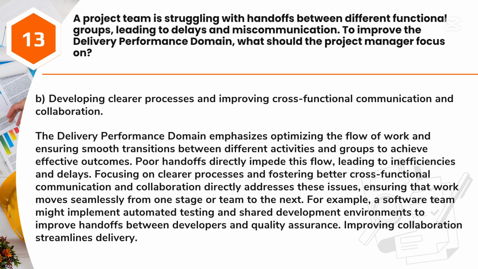Answer: B. Developing clearer processes and improving cross-functional communication and collaboration. The delivery performance domain emphasizes optimizing the flow of work and ensuring smooth transitions between different activities and groups to achieve effective outcomes. Poor handoffs directly impede this flow, leading to inefficiencies and delays. Focusing on clearer processes and fostering better cross-functional communication and collaboration directly addresses these issues, ensuring that work moves seamlessly from one stage or team to the next.